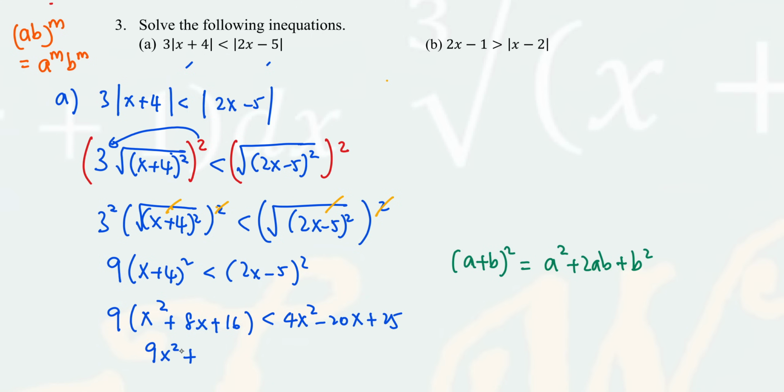9x squared plus, 9 times 8 is 72, so 72x. Then plus 16 times 9 is 144. And all these terms will be moved to the left side, so you have to change the signs accordingly. So minus 4x squared plus 20x minus 25 and less than 0.